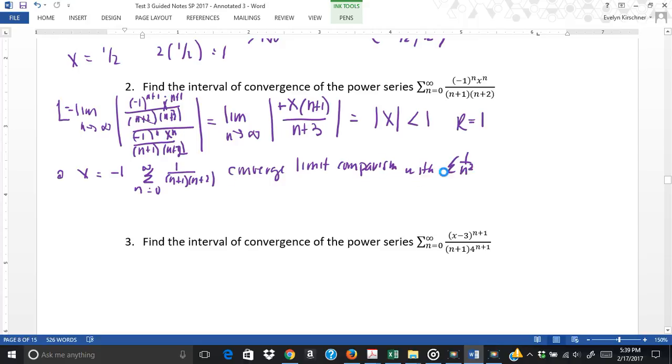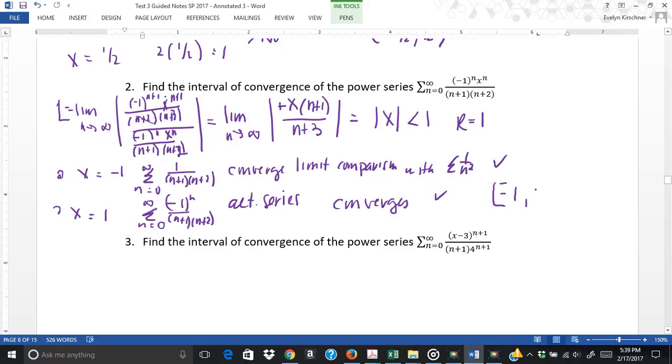So it converges at -1. And at x equals 1, I have the sum from n equals 0 to infinity of (-1)^n over (n+1)(n+2), and this is an alternating series, so it converges. So therefore, my interval includes both endpoints.